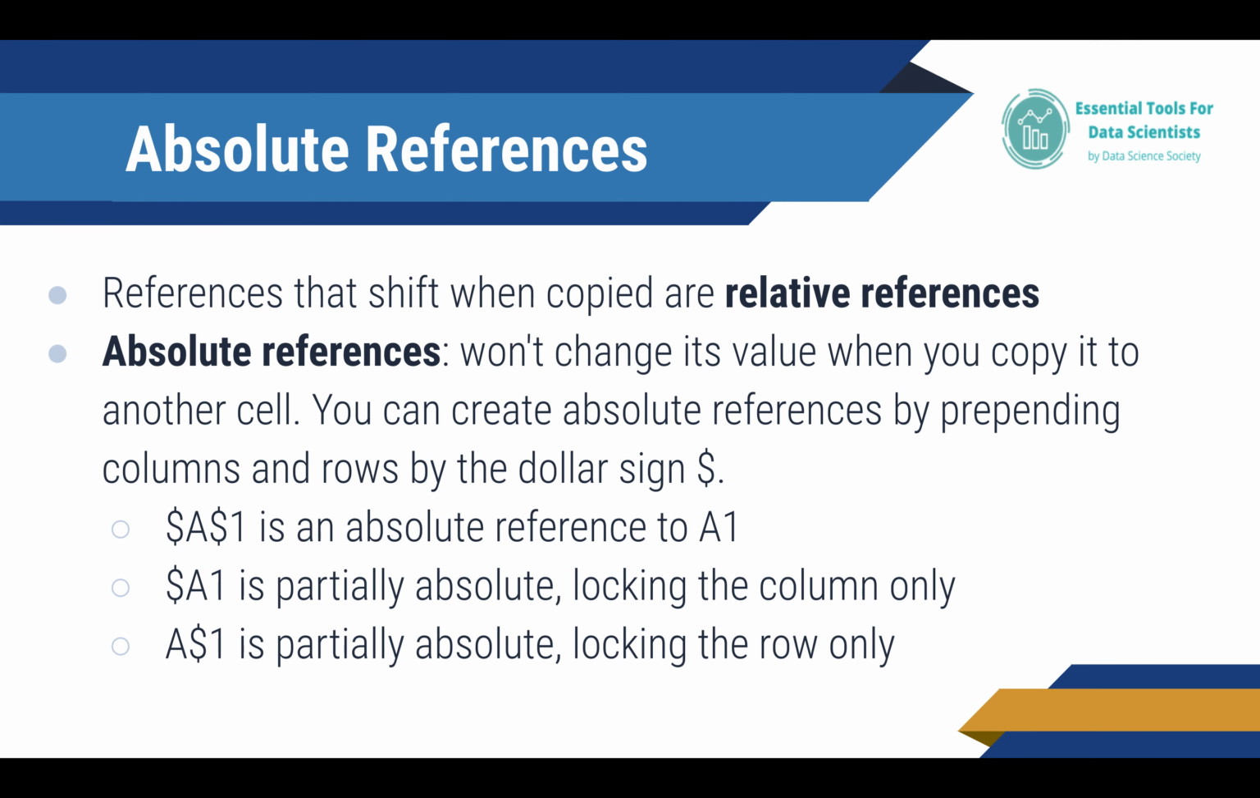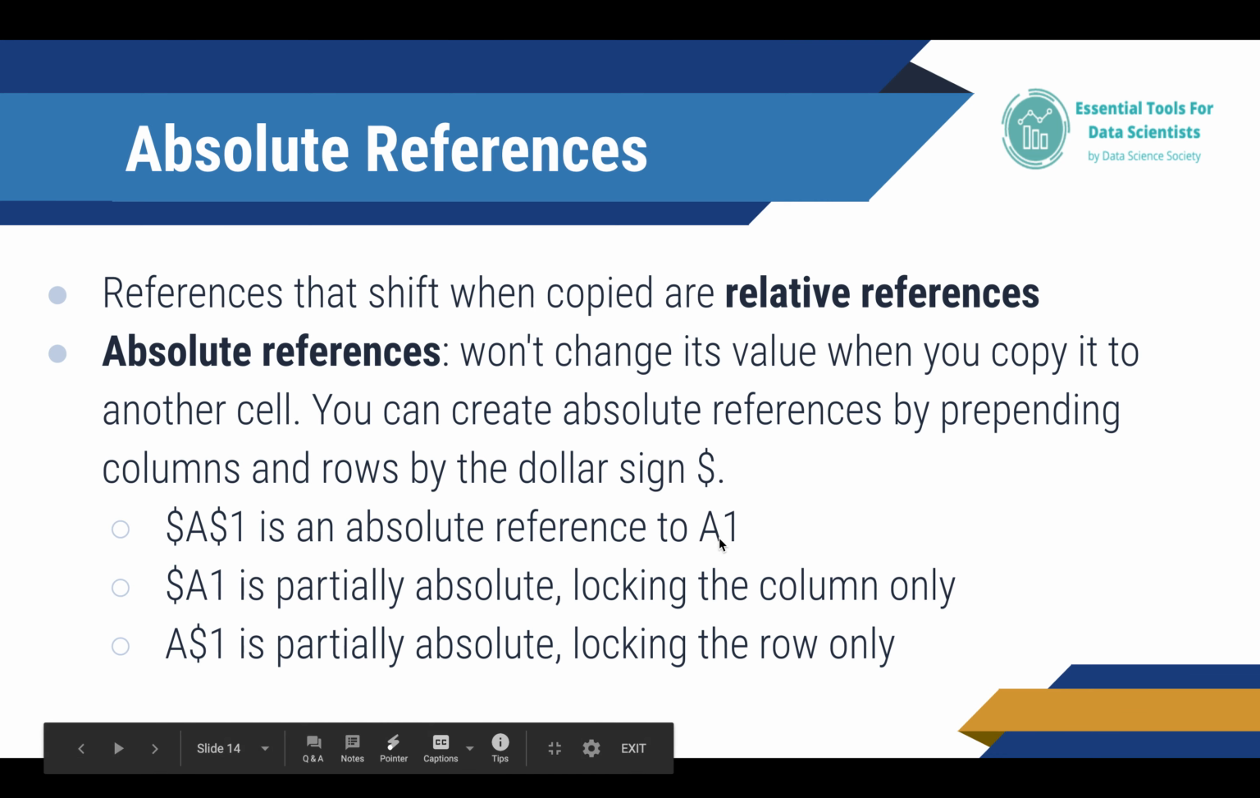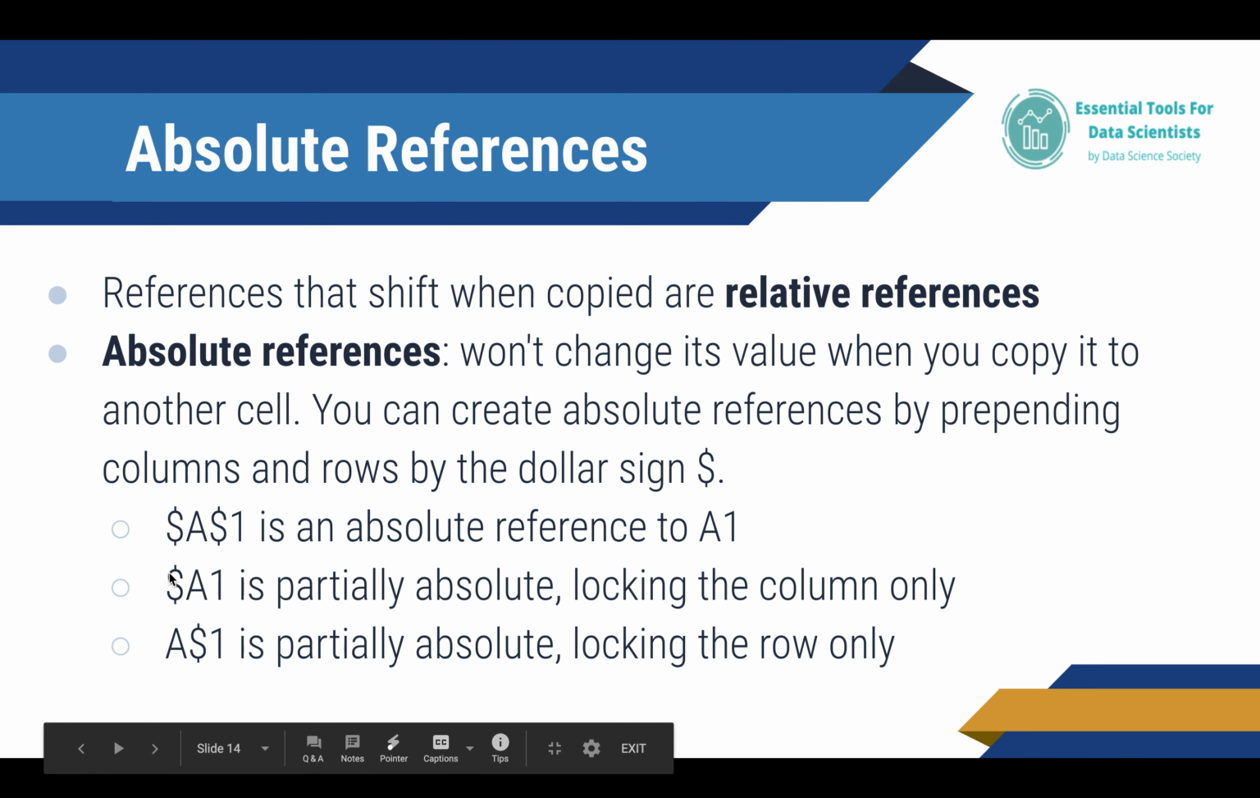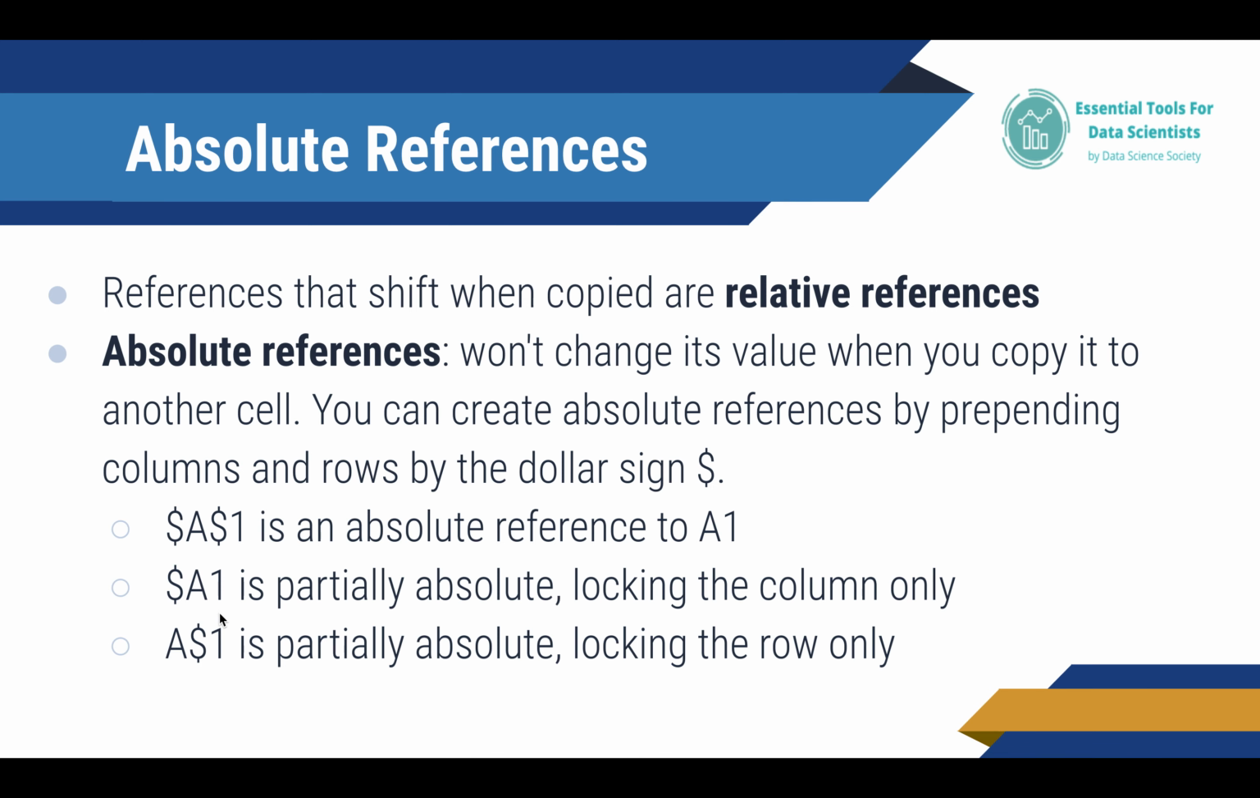Okay, absolute references. Those relative references were the ones that shifted when we moved them. They were fun. Absolute references are stodgy. They don't change when you copy cells. We can assign an absolute reference with this dollar sign. For example, if we wanted to make an absolute reference to A1, we would say $A$1. We can also do a partial absolute reference. If we just want to lock this column, we could do $A1, and then the 1 will shift as we move it or manipulate it however we please.